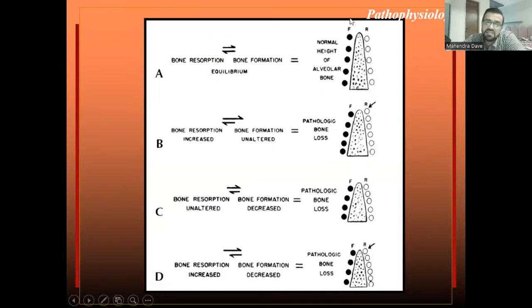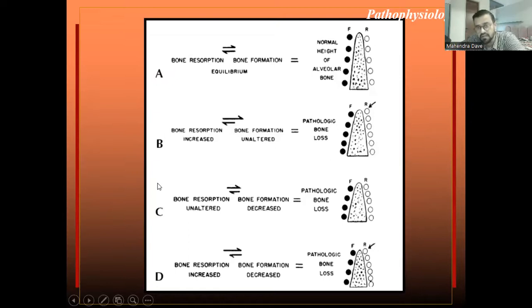When bone formation is equal to bone resorption, then there is a normal height of alveolar bone. When bone resorption gets somewhat increased, but the bone formation is unaltered, then the resorption takes place, but it is somewhat neutralized. When things get reversed, bone resorption is unaltered, but bone formation gets decreased.